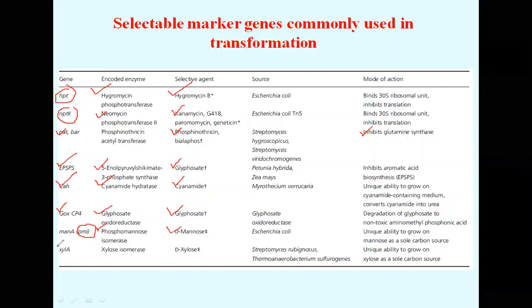D-mannose. And the XYLA gene, which codes for an enzyme called xylose isomerase, which will use D-xylose as a substrate. This enzyme will use D-mannose as a substrate, right? So please understand, these two are being used as a substrate, whereas these are basically antibiotic. These three are herbicides. So these marker genes will confer resistance to antibiotic or herbicide, or they will be coding for an enzyme which will use a particular molecule as a substrate. For example, phosphomannose isomerase and xylose isomerase.